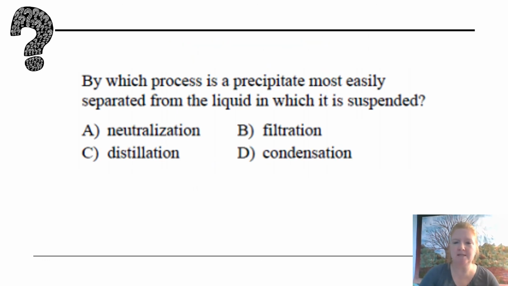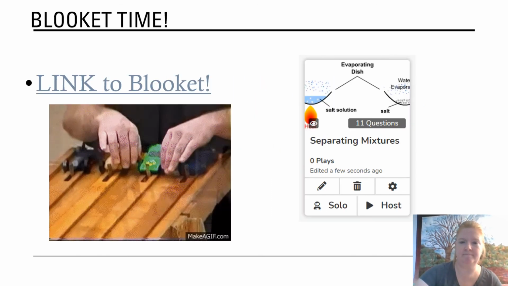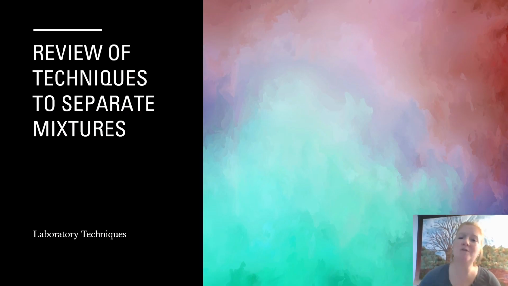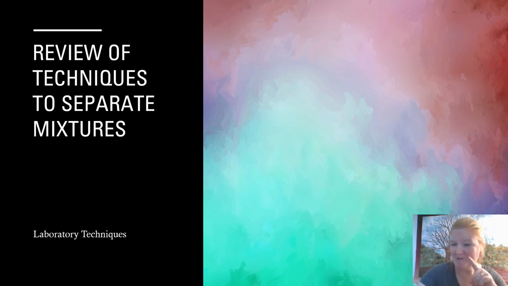And by which process is a precipitate most easily separated from the liquid in which it is suspended? Filtration. Okay. All right, in class, we're practicing with the blue kit. Super fun. So this was a review of the laboratory techniques we can use to separate mixtures. And we can separate them, remember, because mixtures are combined physically. So we can separate them physically. And so there you have it. I hope you learned something new today.